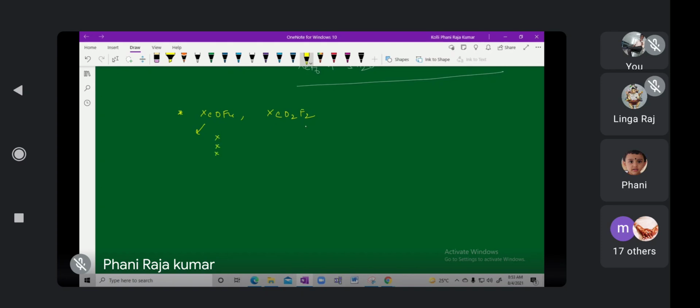XeOF4: xenon and the four fluorines, oxygen. So one lone pair. 1, 2, 3, 4, 5, 6. So sp3d2, one lone pair, square pyramidal structure.